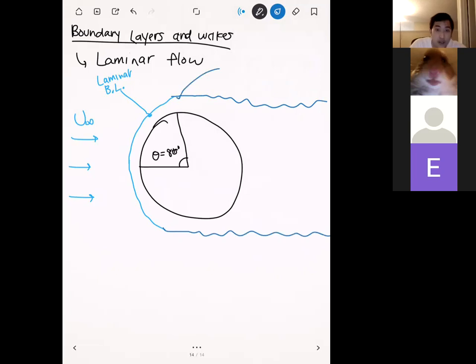And so at this point right here, this is our point of separation. Because up until the point of separation, the boundary layer is going to be hugging up next to the surface. And then once it separates, it kind of forms this wake behind it. And so this region right here is known as the wake.